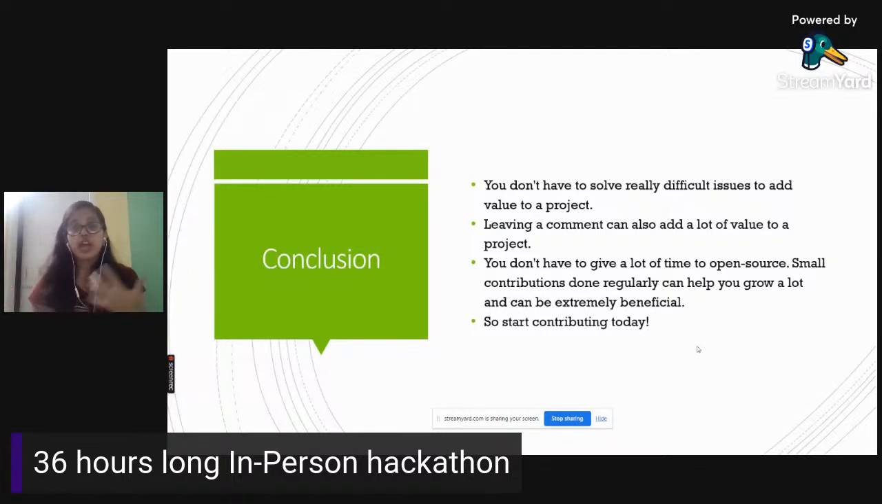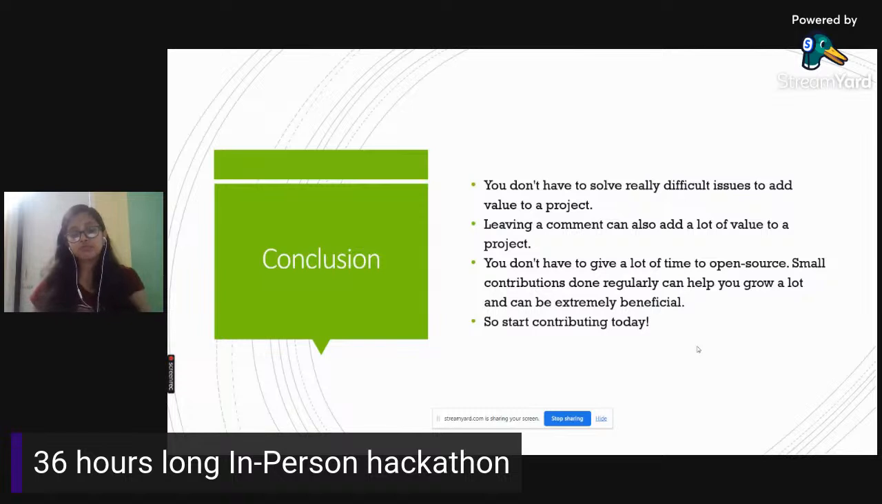So you don't have to be a pro coder or solve some really difficult issues or be from an amazing background to add value to a project. Simply leaving a comment in a pull request can also add value to the project. Reviewing PRs is also a very good way of adding value to a project.